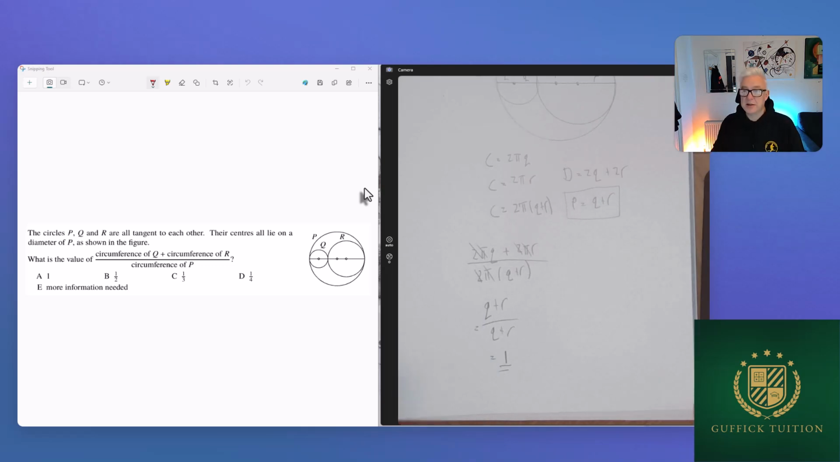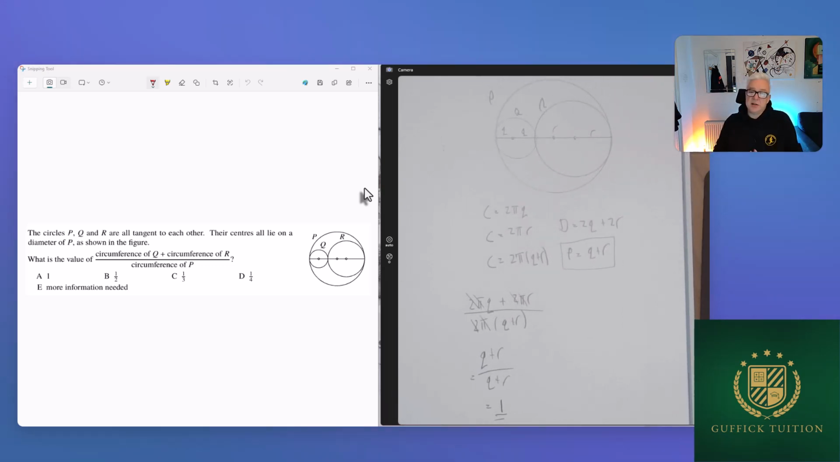Okay, so that's a little bit of a surprising result, isn't it, to think that the two circumferences of Q and R add together. When you divide it by the circumference of P, the answer that you get is 1.